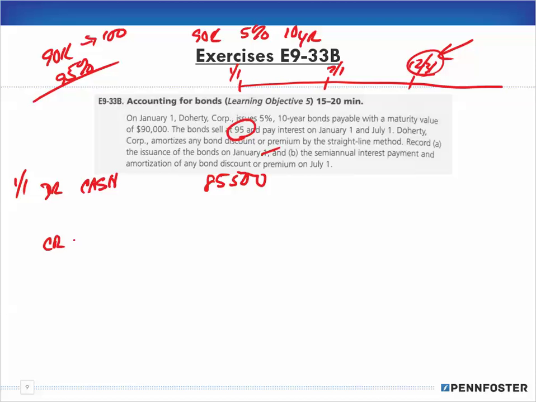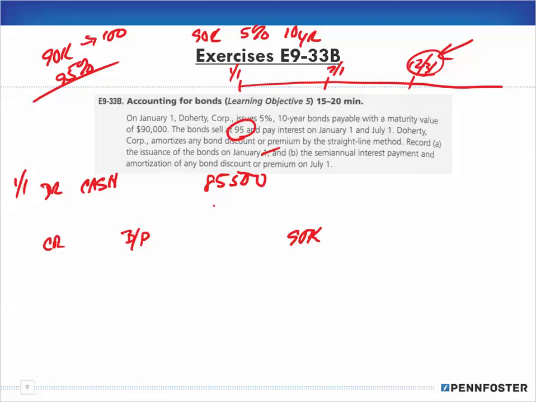Now, the bond itself is 90,000. We're going to owe that 90,000 sometime in the future, so we'll credit our bond payable because we owe it, and that's for 90,000. Now that we've figured out how much our cash is and what our bond payable is, debits have to equal credits. And notice what I'm doing, I'm backing into my debit here.